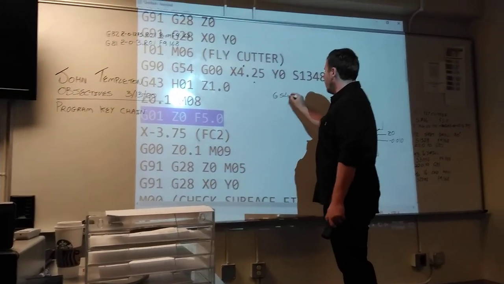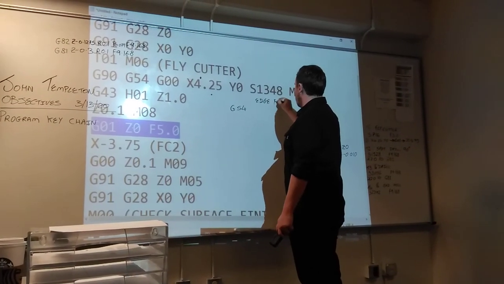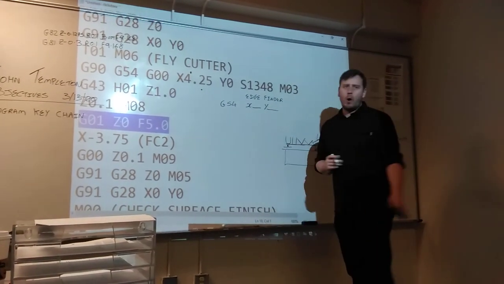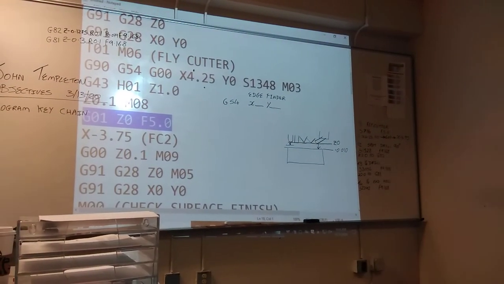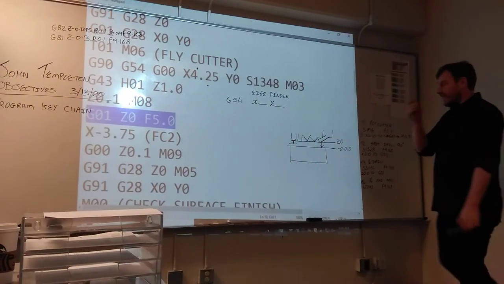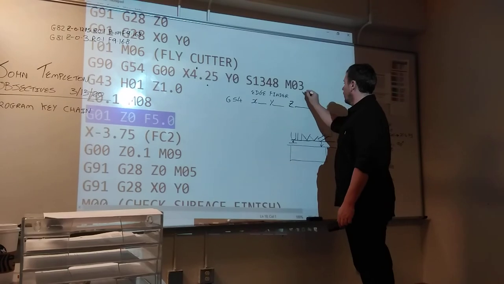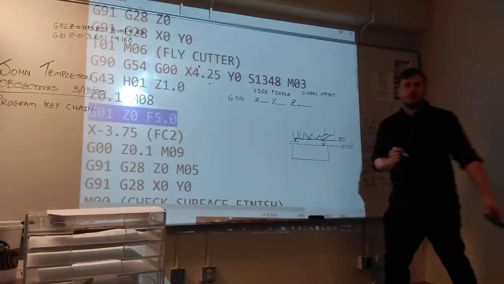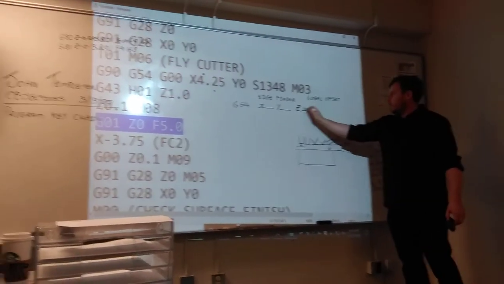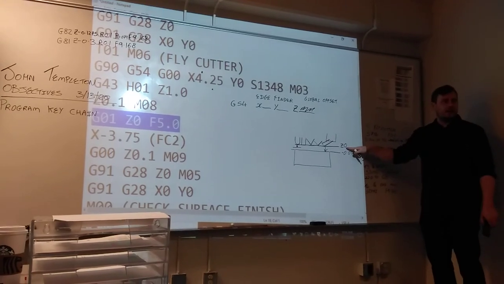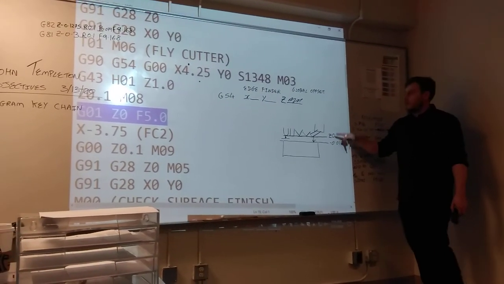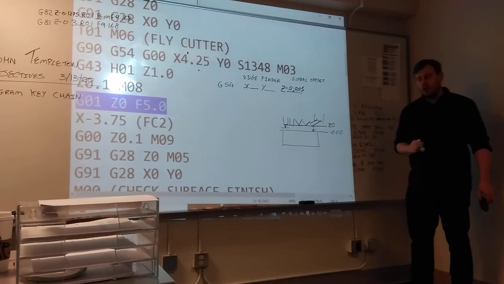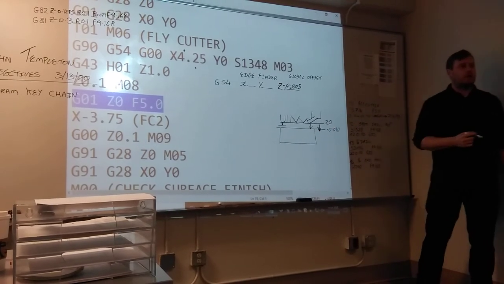On the G54, we use the edge finder to set our X and our Y. But what else is on that line? A Z. This is what's called a global offset. So anything you put on the Z affects this line here, the Z0. So if I put in there negative 5 thousandths, all the tools go down an extra 5 thousandths.